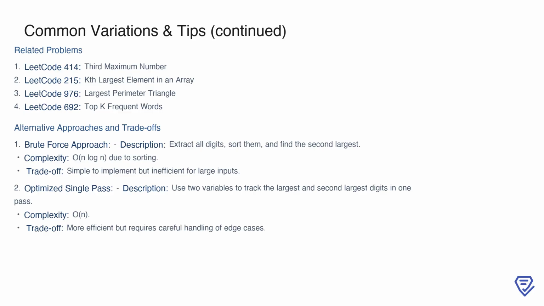Now, looking at alternative approaches, the brute force method involves extracting all digits, sorting them, and then finding the second largest. While this approach is straightforward, it has a time complexity of O(n log n) due to the sorting step, which can be inefficient for larger inputs. On the other hand, an optimized single-pass approach uses 2 variables to track the largest and second largest digits as you iterate through the string. This reduces the time complexity to O(n), making it much more efficient, though it requires extra attention to edge cases.